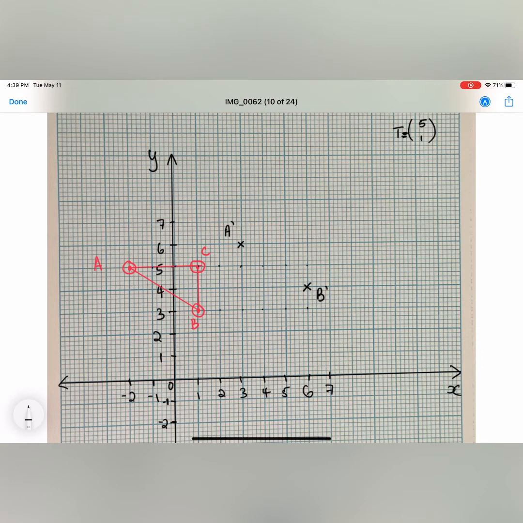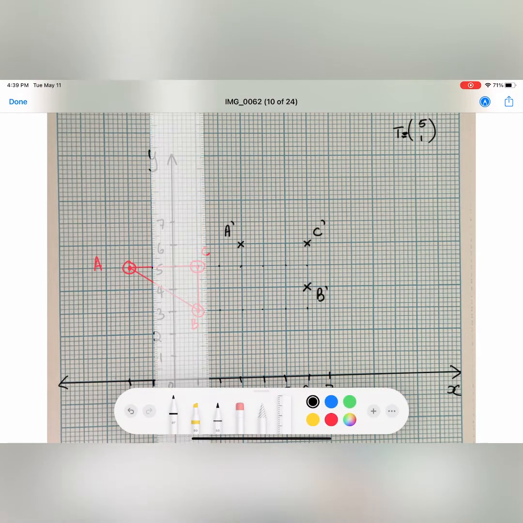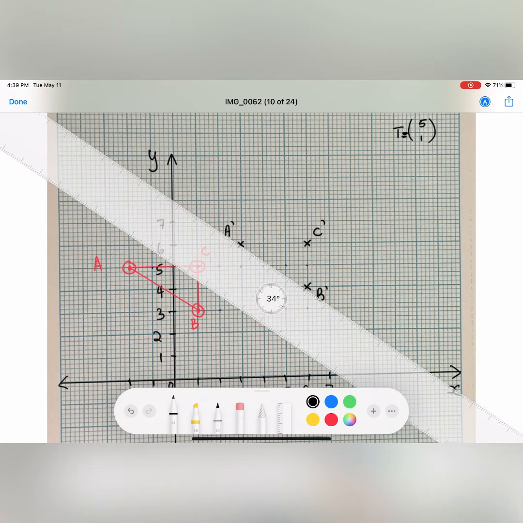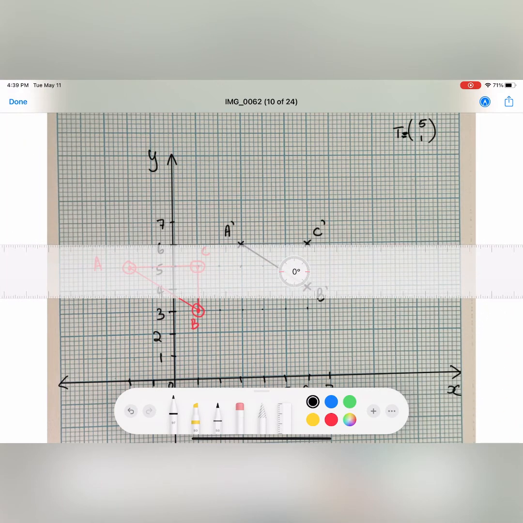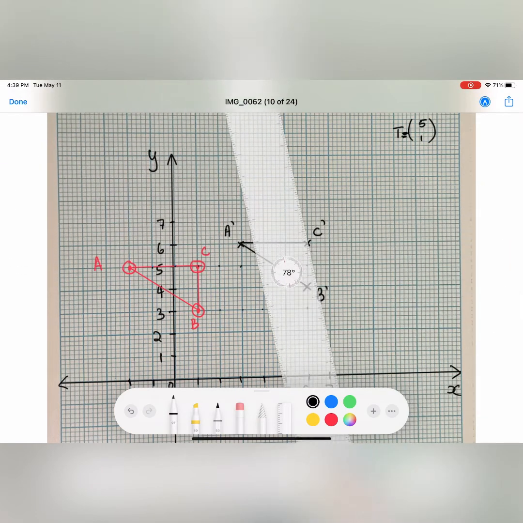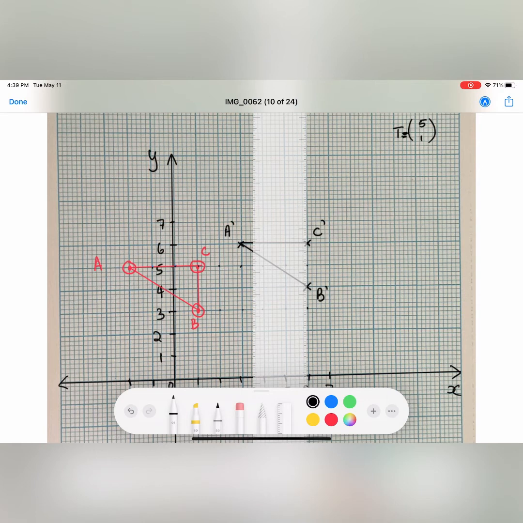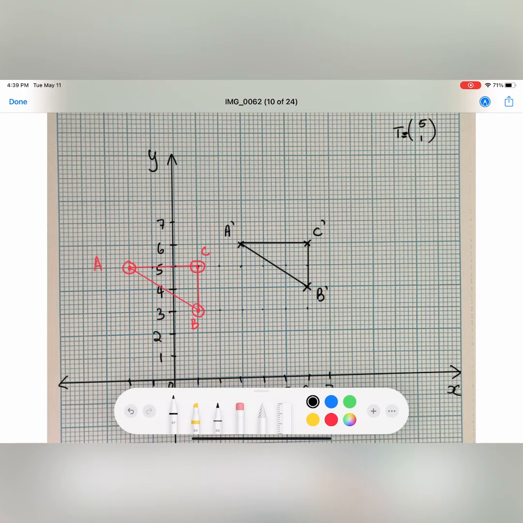And my last point is C. I am going 5 points to the right and 1 unit up. So that's C prime, which will have coordinates (6, 6). Once you do that, just like we did for our original triangle ABC, we are going to connect the 3 dots, and this is going to be A prime, B prime, and C prime. If we look at it, both triangles are the same size. Their orientation is the same. You have just slid across triangle ABC.